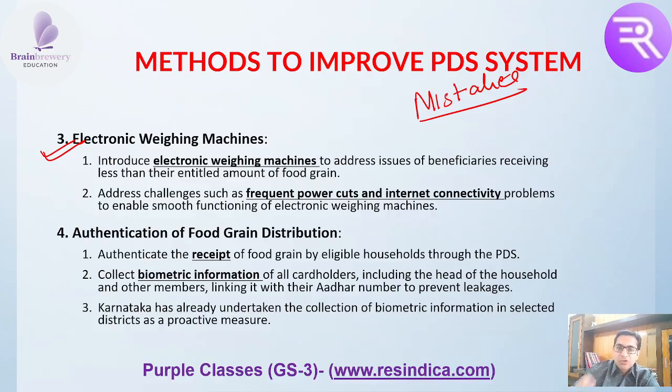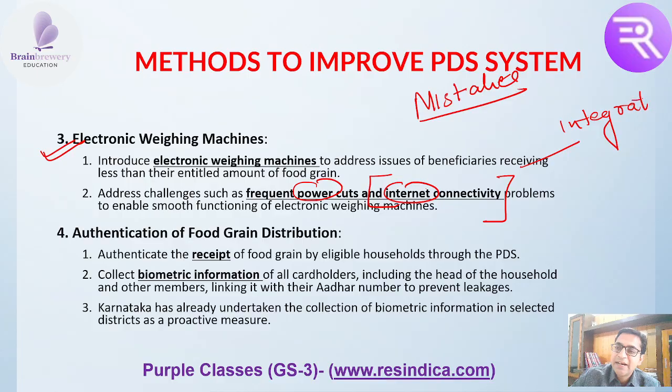But the issue is that we need a proper power situation and internet connectivity in order for the weighing machine to work properly. And if there is internet connectivity, it will be integrated to the national database, so that they come to know which fair price shop is providing how much quantity of wheat or rice or various other commodities to the people.